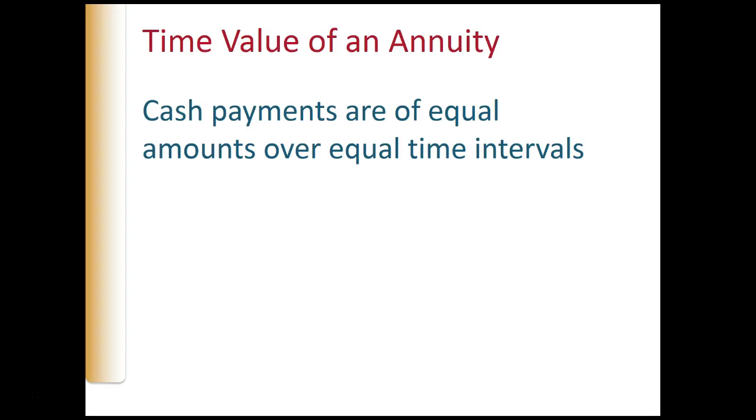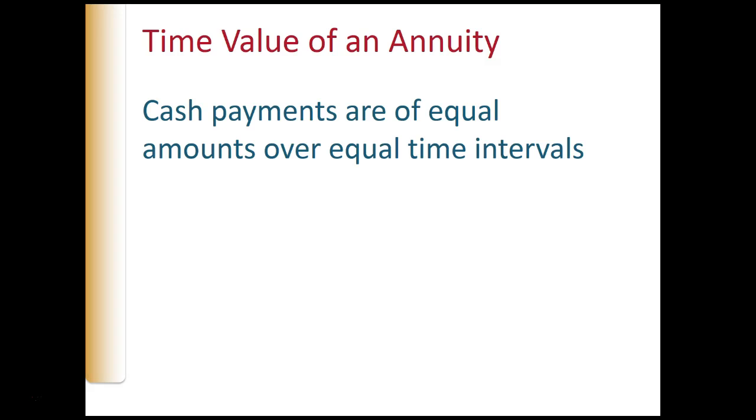Now we're going to look at the time value of an annuity. Many business transactions are structured as a series of receipts and payments of cash rather than a single amount. If we are to receive or pay the same amount each period, we refer to the cash flows as an annuity. Familiar examples of annuities are monthly payments for a car loan, a house loan, or apartment rent.